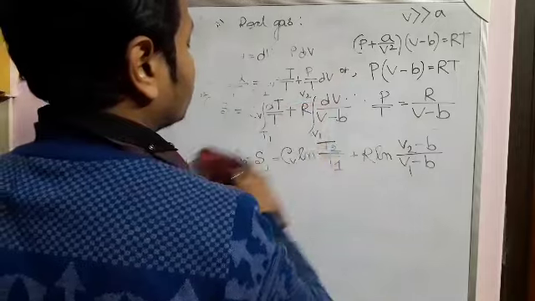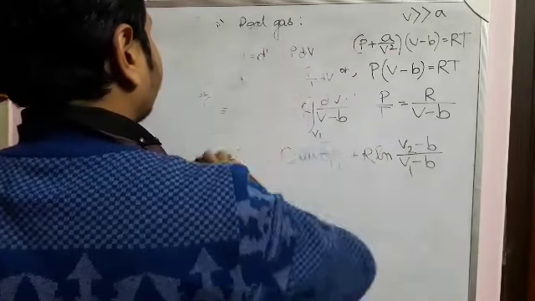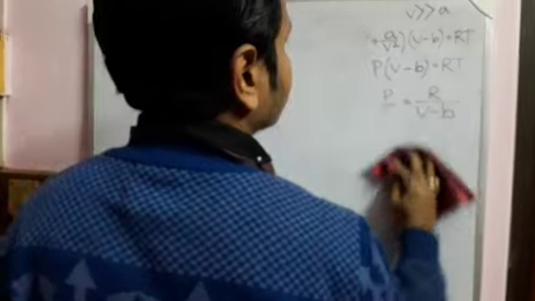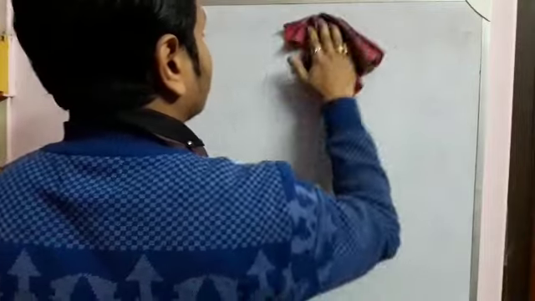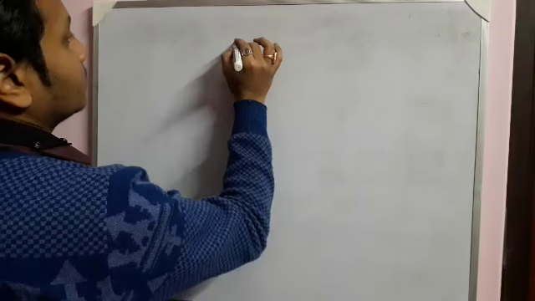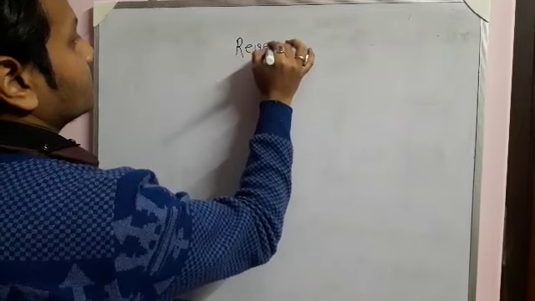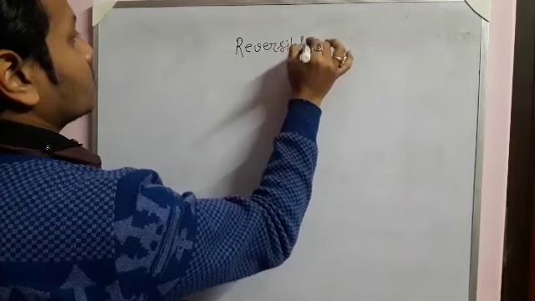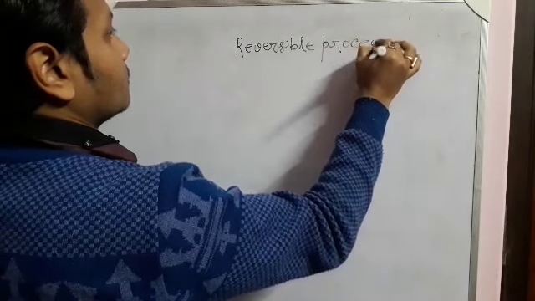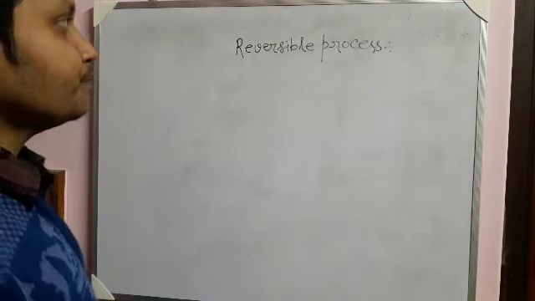Now one thing I forgot to tell in my previous lectures: what is a reversible and irreversible process? It's very important. We talked about these two terms many times, but I forgot to tell what a reversible and irreversible process is. So let's try to find out what a reversible process is. At first we talk about the reversible process.